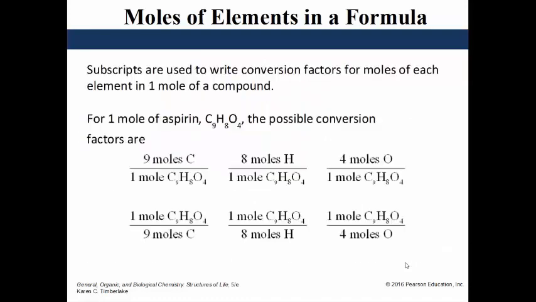Now, the subscripts are going to be used to help you write conversion factors for each mole and each compound. And this is something that we'll talk about in greater detail here in a few minutes. So for one mole of aspirin, C9H8O4, don't think of these as fractions, think of these as ratios, because you're comparing mole to mole. So for every 9 moles of carbon, you get one mole of aspirin. For every 8 moles of hydrogen, you get one mole of aspirin, and so on and so on. And we'll revisit this topic again in a few minutes. But all you're really doing here is having a mole to mole ratio.